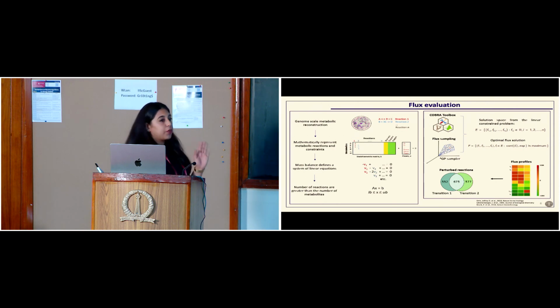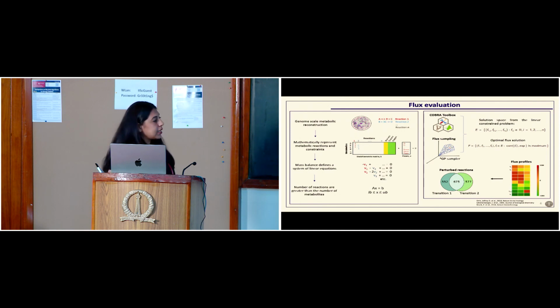Now for each morphological stage we had the flux profiles. We really wanted to see how these reactions are changing throughout the transitions. So for that we found the perturbed reactions. That means the reactions which are perturbed, either upregulated or downregulated, when they are transitioning from monolayer to moraloid or moraloid to blastoid. So we observed that there were around 675 reactions which were perturbed in both the transitions.